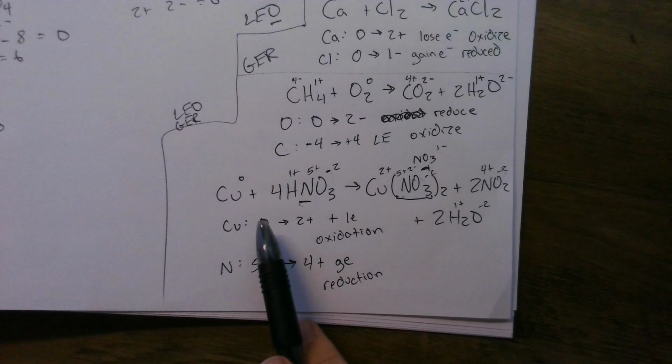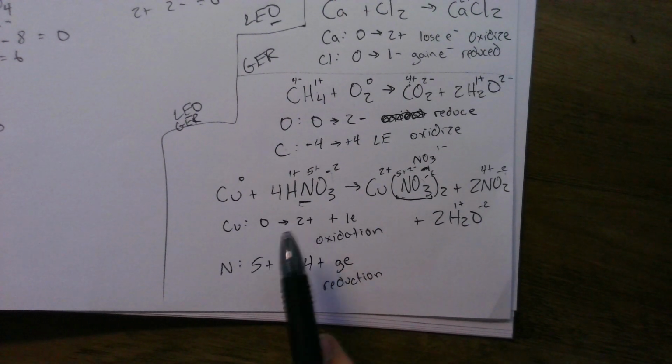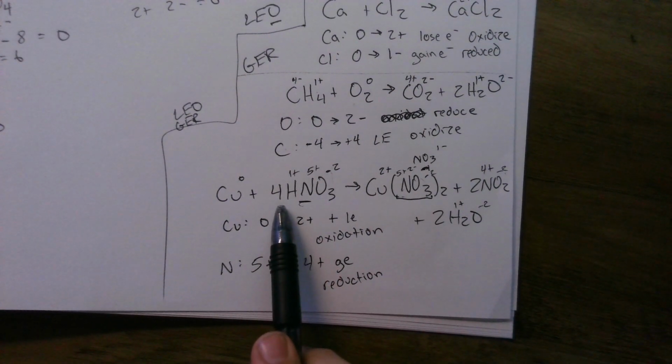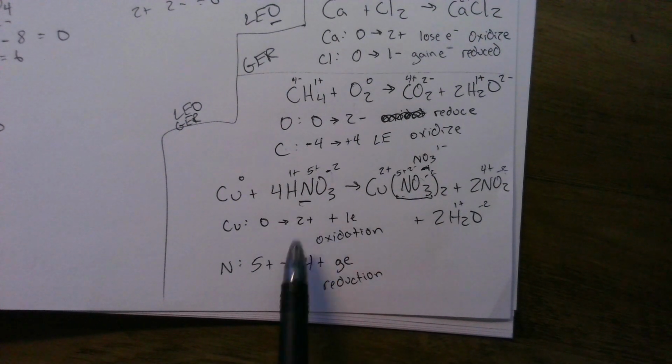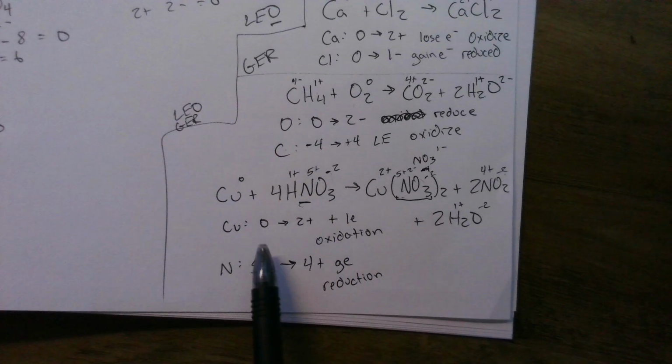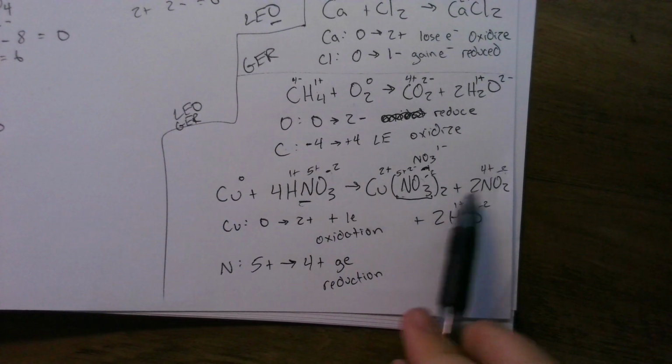Okay. It looks like I lost 2 electrons here. But keep in mind, I have a coefficient of 4. So it's really like I lost 1/4 of that, but it's a little weird. We'll talk about that. And then this 5 to 4 only has a coefficient of 2.